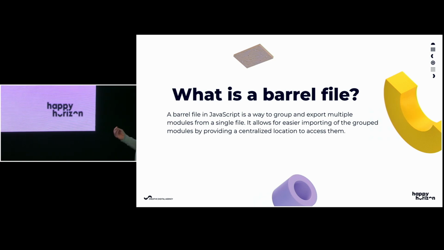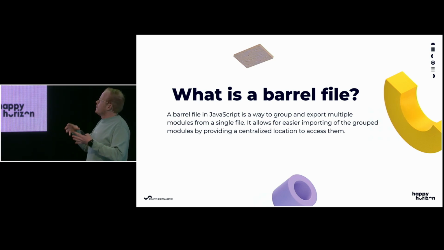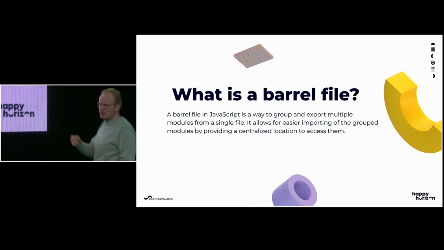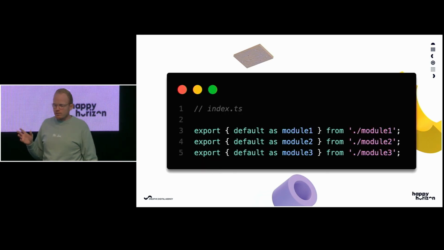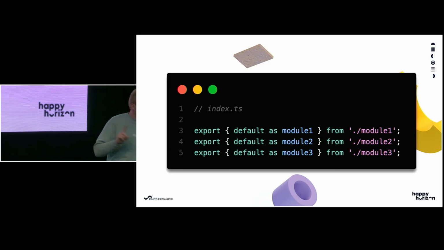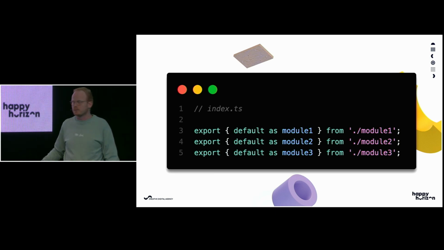But then the main question is, what is a barrel file? A barrel file in JavaScript is a way to group in an index and export multiple modules from a single file, which is very handy if you're a developer and only want one import in which you can do everything. And it's a centralized location. But this means that you're doing, most of the time, re-exporting. So you have an index file in which you have three modules you import and directly export.